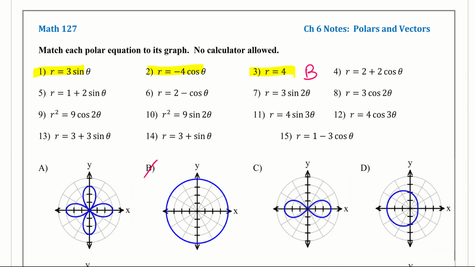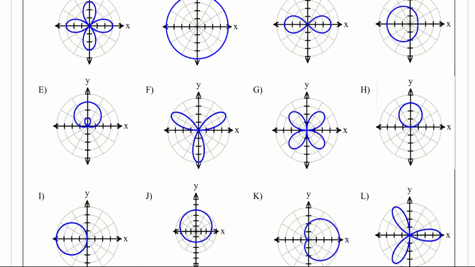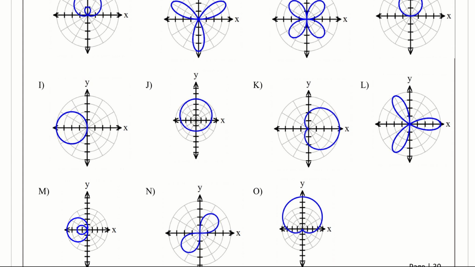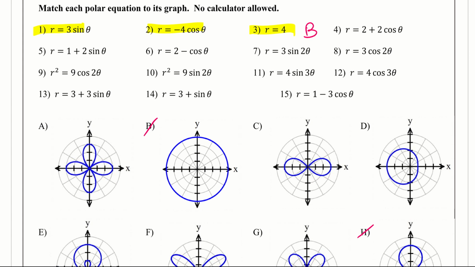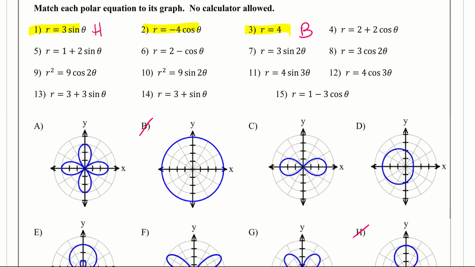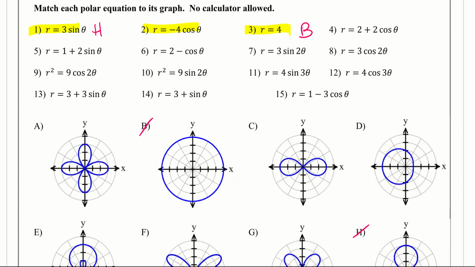1 and 2 are also circles. Number 1 is along the y-axis, the positive side. Number 2 is going to be along the negative side of the x-axis. And the numbers in front are the diameter if we disregard the negative. So let me start by finding a circle along the y-axis with a diameter of 3. And so that looks like H. Number 2, I want a circle that is along the negative side of the x-axis with a diameter of 4. That is I.